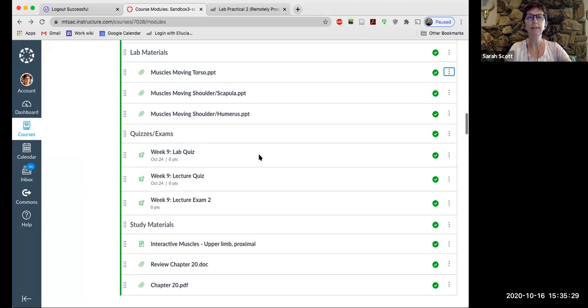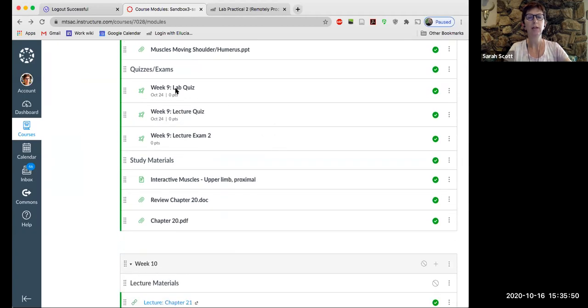In lab this week, this is our second week working on human muscles. And so I've got 3 PowerPoints for you that I'm going to present in a moment, looking at muscles of the torso, muscles that move the scapula across the shoulder joint, and muscles that move the humerus across the shoulder joint. Okay, and then you're going to have a lab quiz covering just those muscles, and a lecture quiz covering the lymphatic system. And of course, I will post your lecture exam.